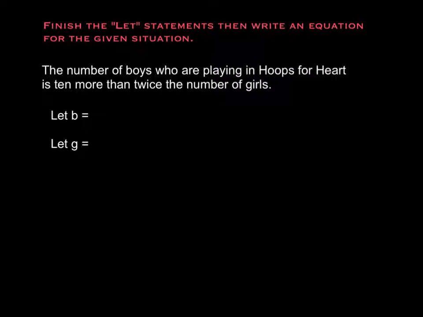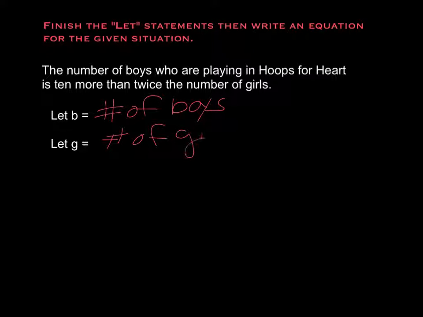Okay, so my let statements. Let's let B equal the number of boys, and let's let G equal the number of girls. That's all we need for the let statements. They tell us what the variables are going to represent.